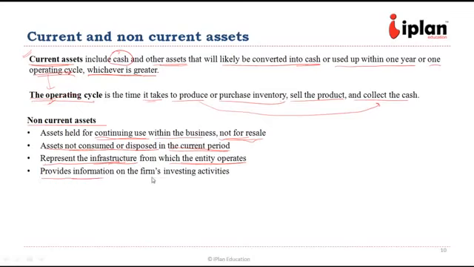Non-current assets provide information on firms' investing activities. So non-current assets are typically long-term, which represent where the company is investing. So it might be investing in buying plants, buying natural resources, or certain machinery which is going to be employed for company's operations. Since these assets are going to be consumed over a longer period of time, they are categorized as non-current assets. Now let us look at current liabilities.